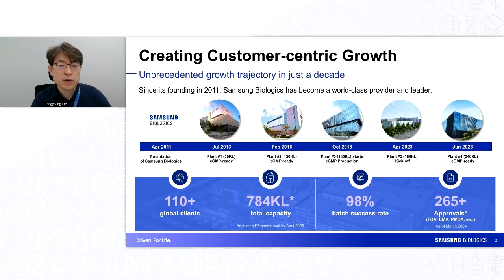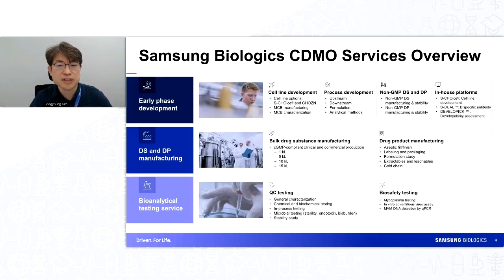Samsung Biologics also has over 110 clients with a nearly perfect 98% batch success rate. We have accumulated over 260 approvals from various world agencies. The services that we provide cover everything from the early developmental stage, as well as the DS/DP manufacturing and bio-testing services.